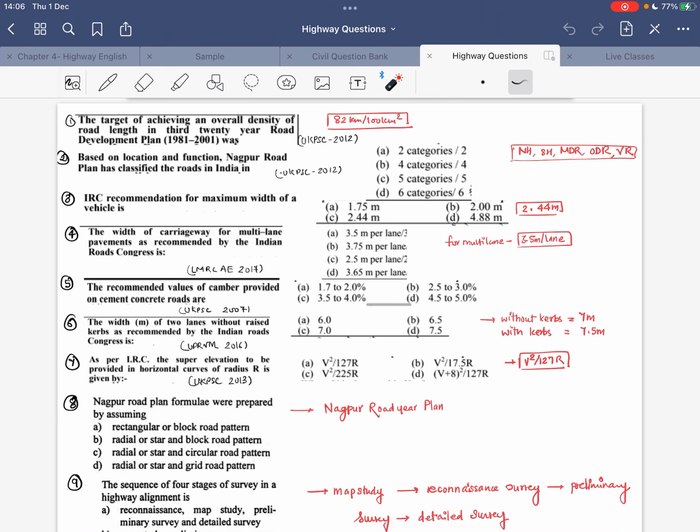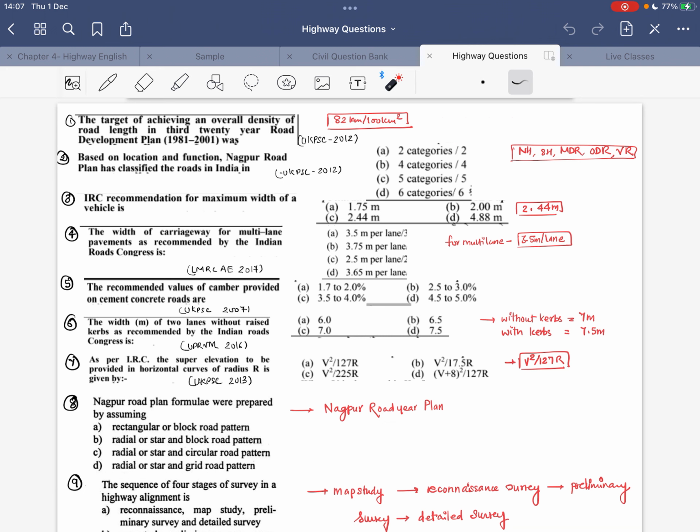which are quite important and have been asked in various competitive examinations. Like, the target of achieving an overall density of road length in the third road year plan was 82 kilometer per 100 kilometer square. These are objective type questions, but to save time, I have mentioned the numerical values which you need to remember. Likewise, in the first road year plan, the road density was 16 kilometer per 100 kilometer square, whereas in the second road year plan it was 32, and in the third road year plan, that is the Lucknow road year plan, the road density was 82 kilometer per 100 kilometer square of area.